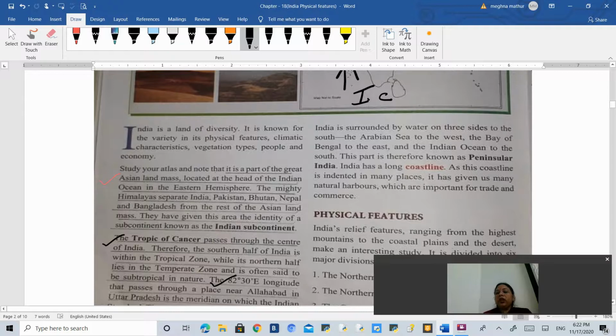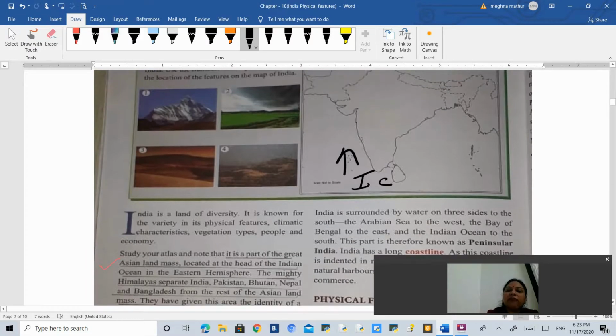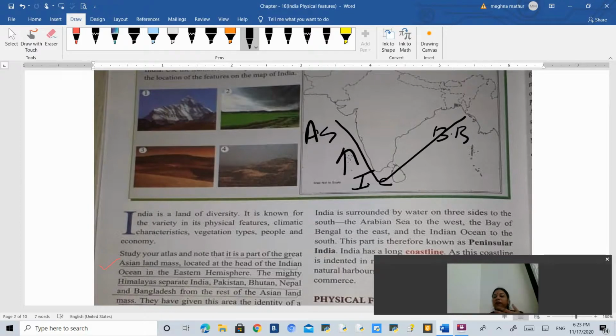Then India is an area which is covered by water from three sides. That is why it is called a peninsula. We have the Arabian Sea to the west, here we have the Bay of Bengal, and here we have the Indian Ocean. That is why this area is called peninsular India. And because half of India is a peninsular part, we have a huge coastline also. There are so many benefits of having a huge coastline to the country.